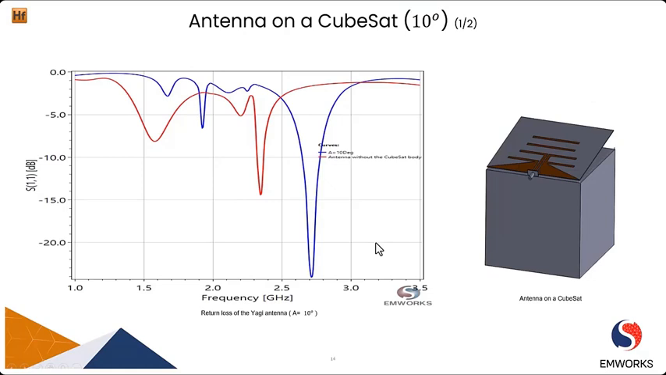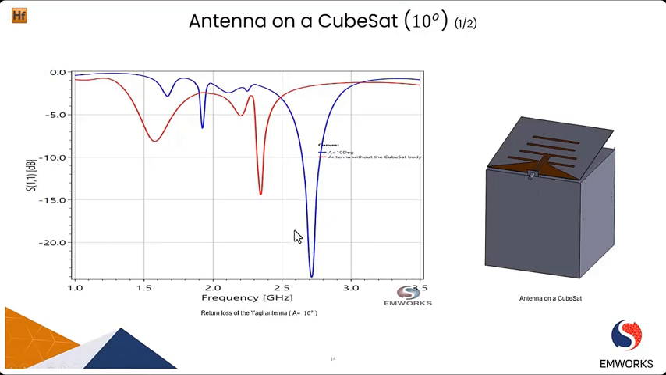All right, now let's see what would happen if we bring the antenna closer to the top surface of the CubeSat. Now we can see there is an angle of 10 degrees between the antenna and the top surface of the CubeSat.